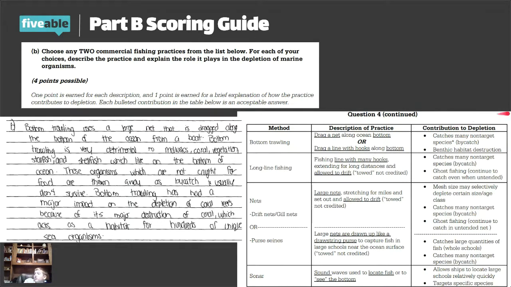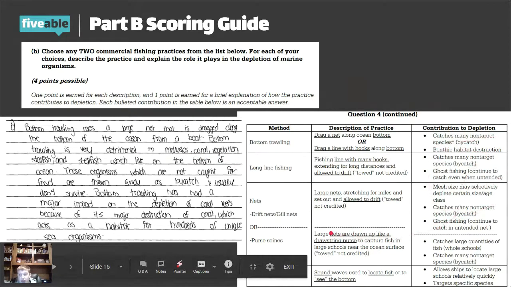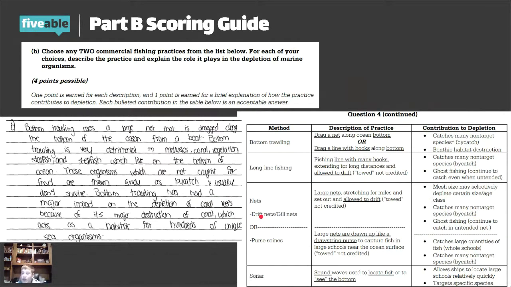Let's see, what does the rubric say? It says that it catches many non-target species, bycatch. And it also says benthic habitat destruction. Well, mollusks, coral, vegetation, starfish, shellfish, these are all things that live in benthic habitats, and they go on to say it depletes the coral reefs because of the major destruction to the coral. So boom, in my opinion, they got the point for bottom trawling, and they got the point for the depletion.